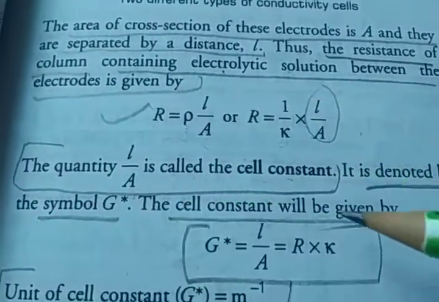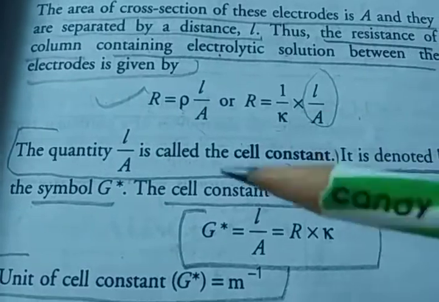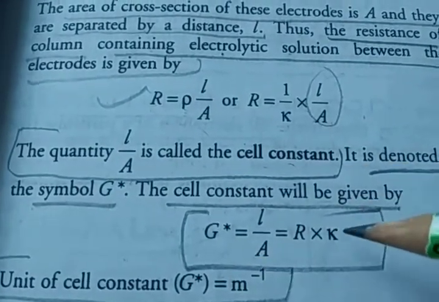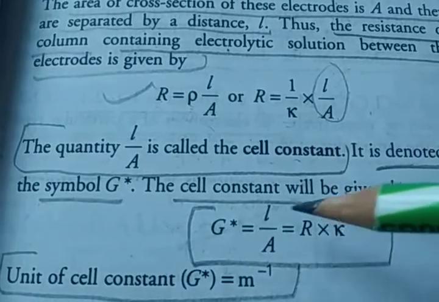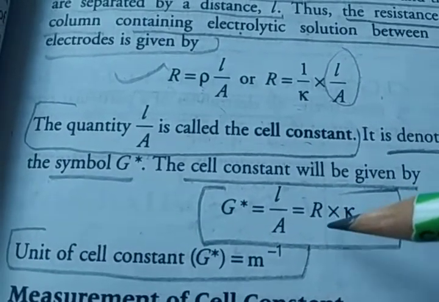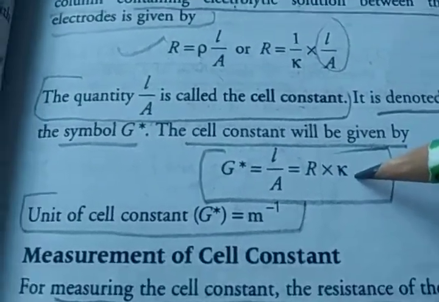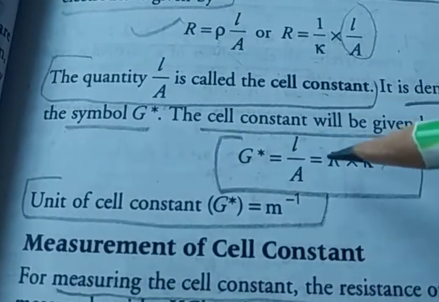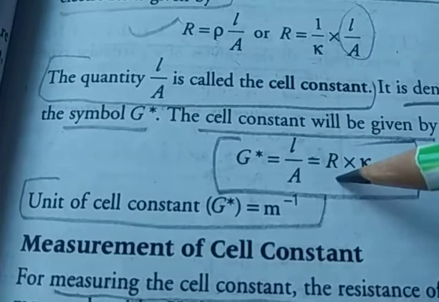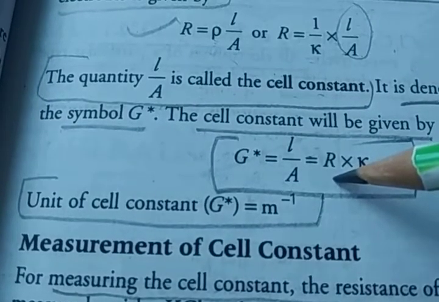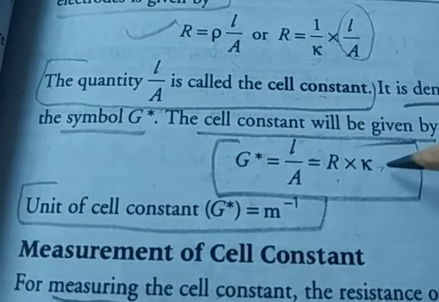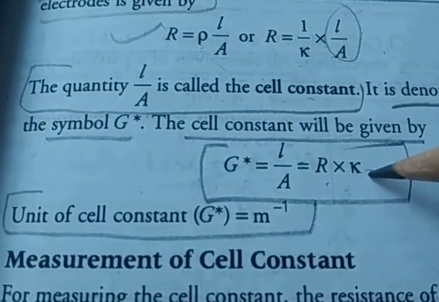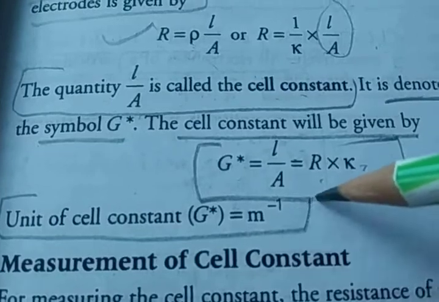Now we put the value l upon A, G star, going to the left hand side. So the formula becomes G star = l upon A = R into κ. So G star is the cell constant, and its unit is given by R, resistance, and κ, conductivity, so the unit is meter inverse.